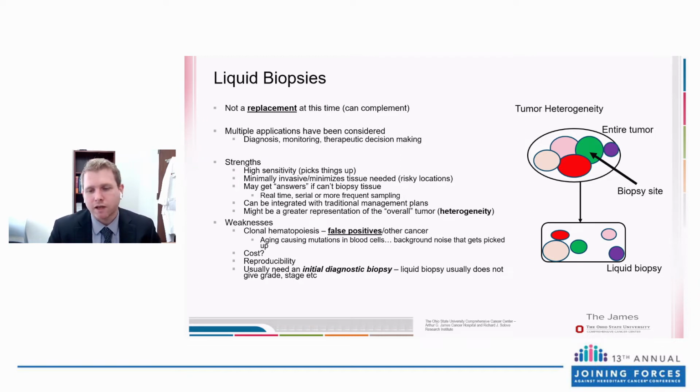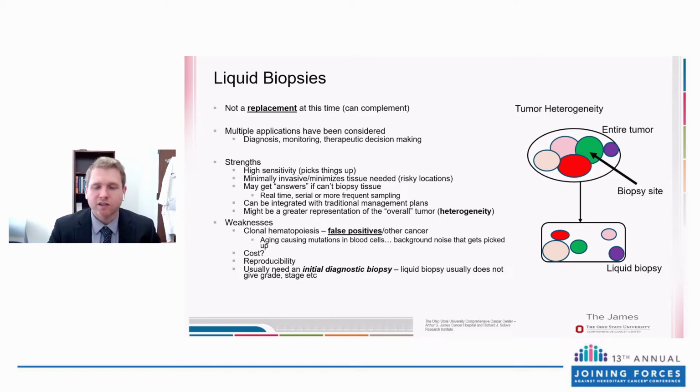Cost is another question. As technology improves, we hope that costs will be decreased, and as we have a better understanding about the role and how often we should be using it, we should also start seeing costs become more affordable, especially as it gets integrated into more standard practice.